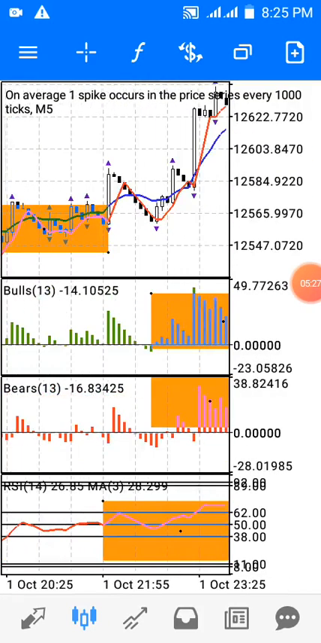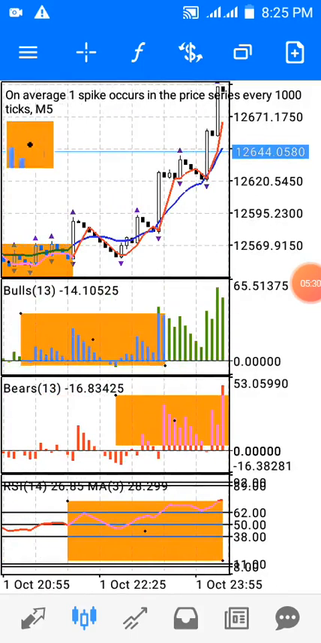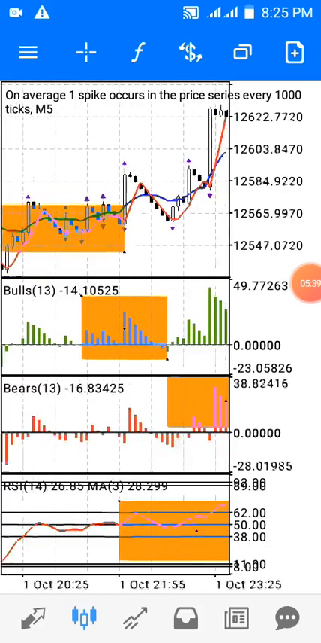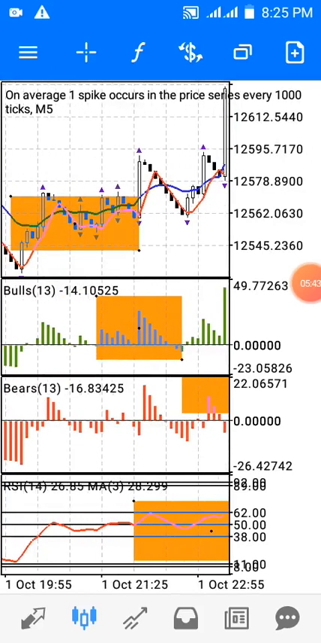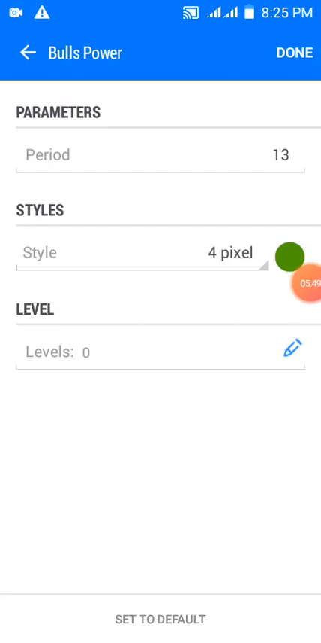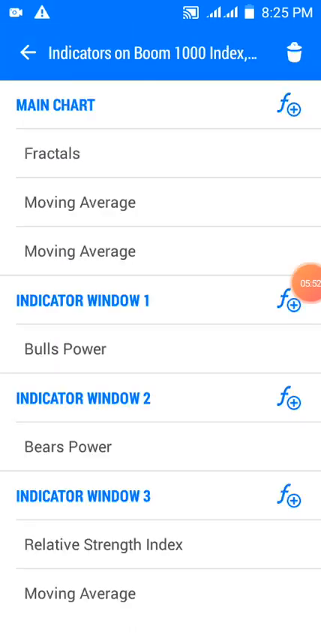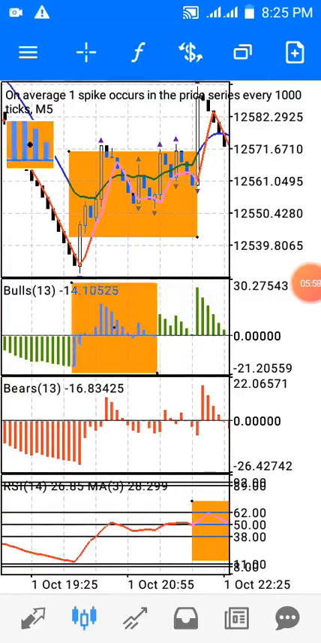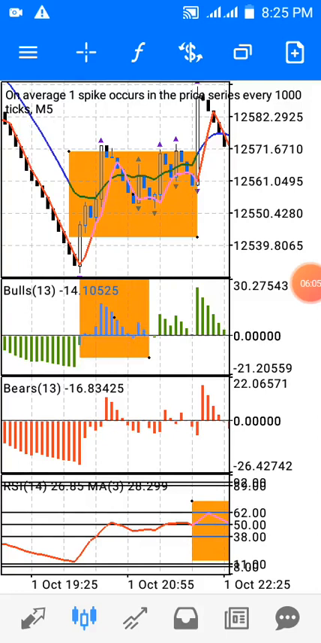Now, I don't just sell or buy just like that. I combine the signal on indicator window 1, 2, and 3. How do I do that? On indicator window 1, I have my bull power indicator, and the setting is 13 period. The color is green. Once the bull power indicator starts to have green bars above the zero level, and I can find at least 3 green bars above the zero level, then I anticipate my long situation.